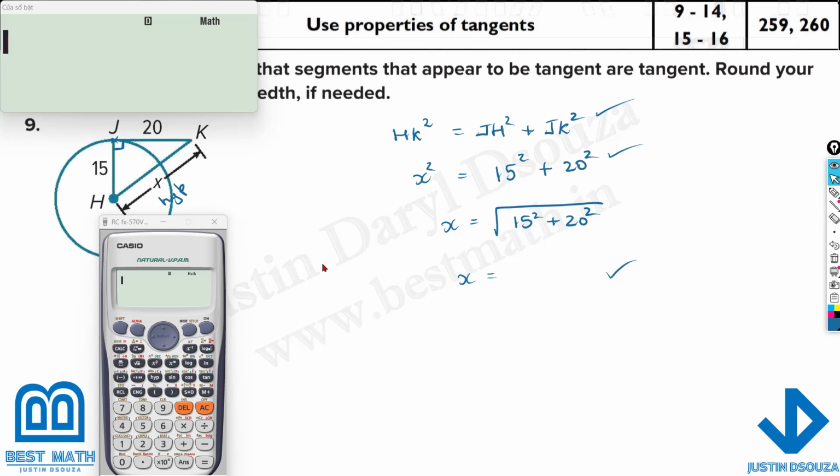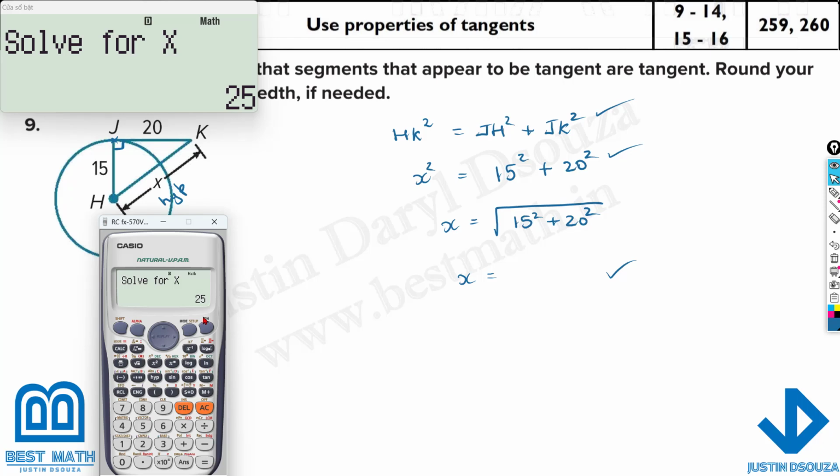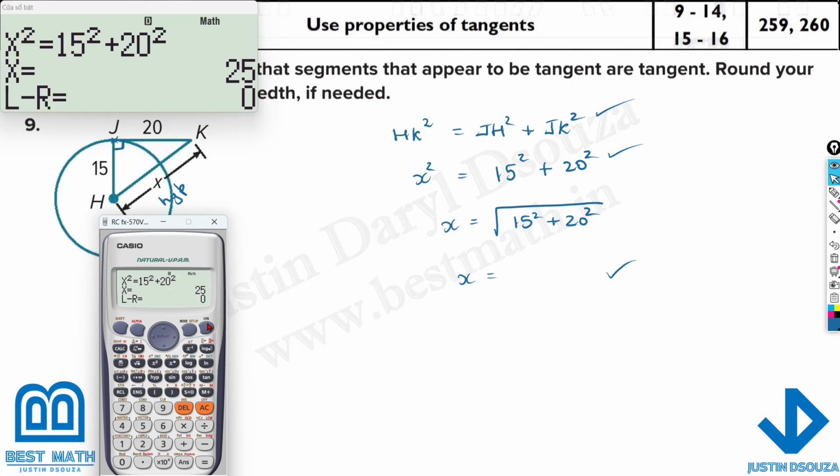Let's take our calculators and solve it. Here I'll do both these steps. First, you can take x squared equals 15 squared plus 20 squared, and press shift and solve to solve for x, then equal to. It'll take a few moments. In your physical calculator, it'll take much more time than it does here, as this is a computer simulation. So the answer is 25. You need to press equal to and check. Yes, that's 25.